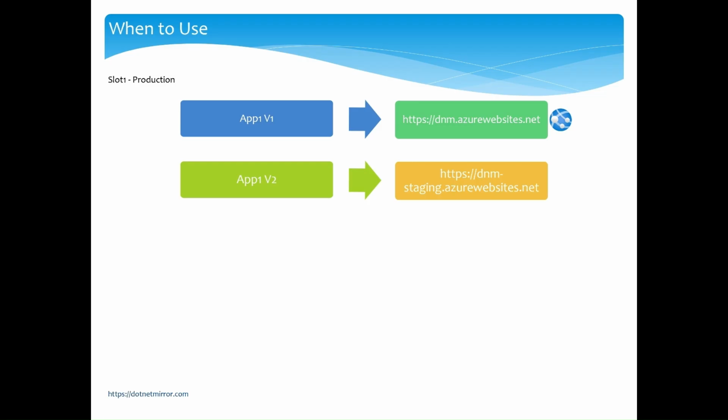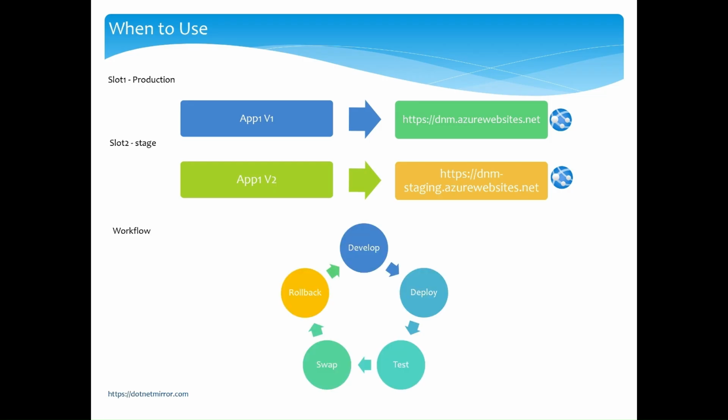Let's understand when to use it. Let's say that I have an app with version 1, and if you look at the right side, I have a website called DNM. We are deploying it there, that is in the production slot. For the same application, version 2, we are deploying it to a slot called staging. That's why, if you see the name, it's DNM hyphen staging. That is your staging slot. With this, you can develop your application, deploy it, test, and if everything is good, you can do the swap. And if things go wrong, you can do a rollback anytime. Always you can maintain a production-grade application in the production slot.